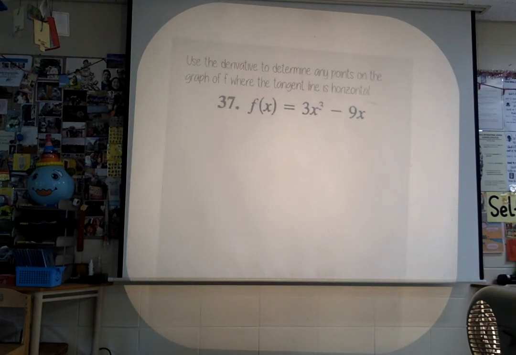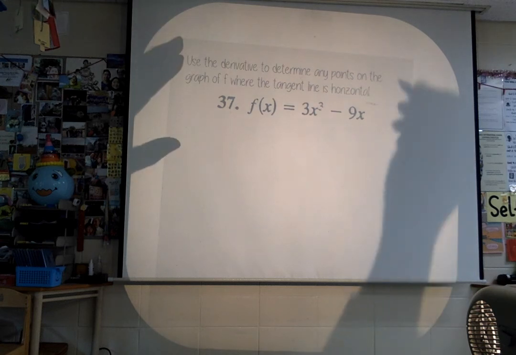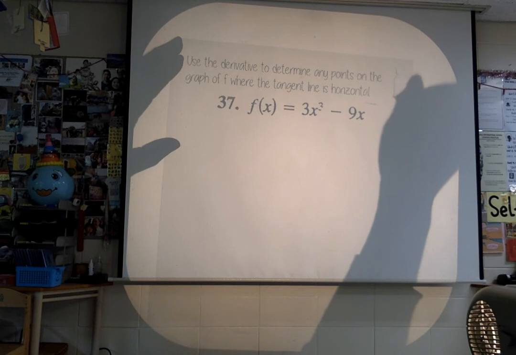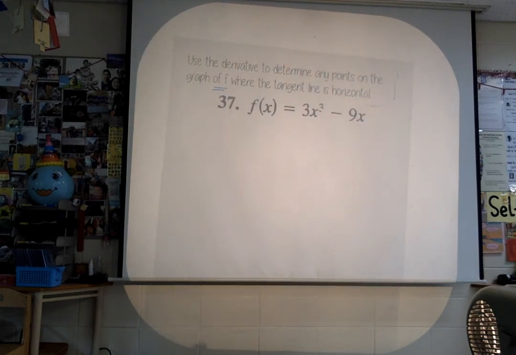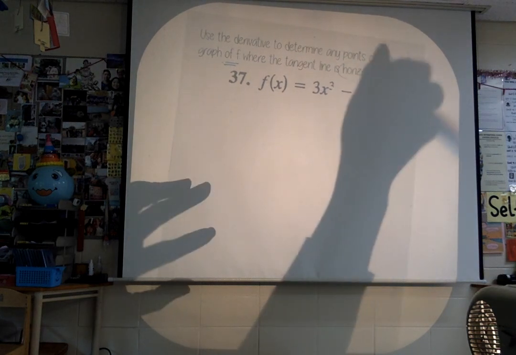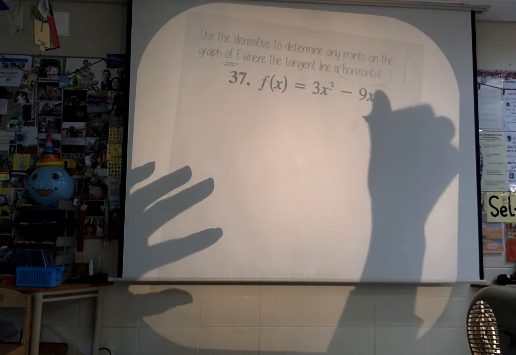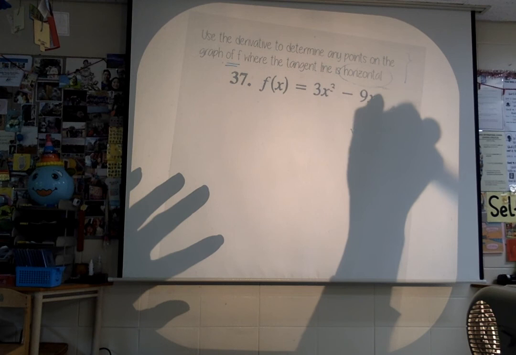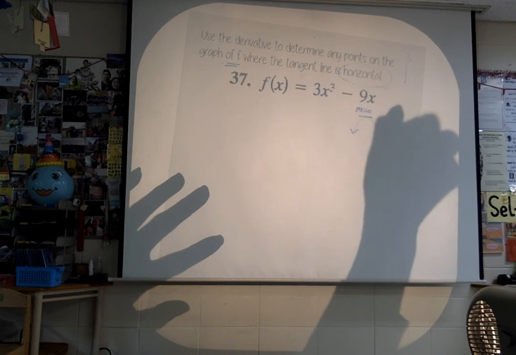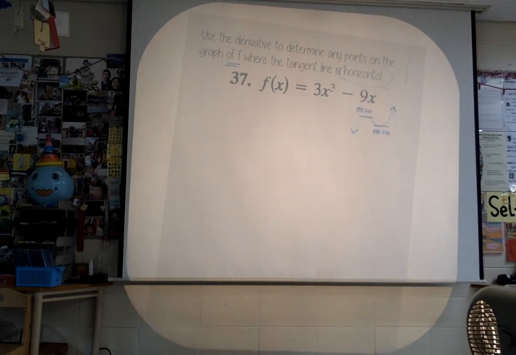Okay? Now, I have another challenging question for you, number 37. Now, this question is a little strange. Use the derivative to determine any points on the graph of f where the tangent line is horizontal. Horizontal. So imagine this graph. You know this graph is a cubic, right? It goes like that, okay? And you know that at 2 places the slope is 0. Slope is 0, okay?